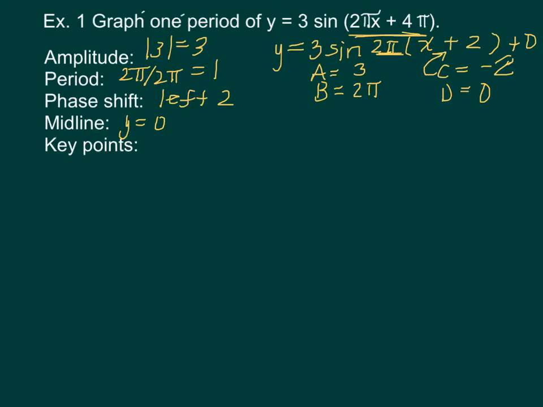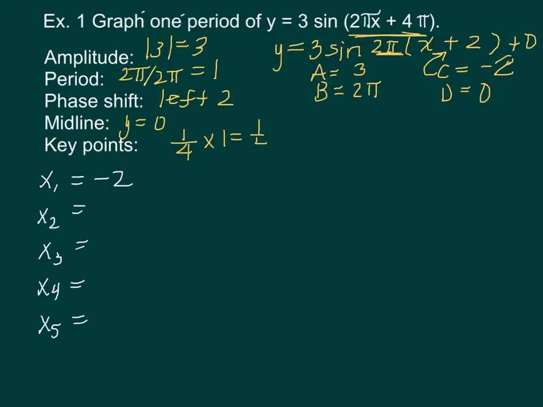So to get your key points, remember there are 5 of them. So I'm just going to label my x's. Your first x will always be where your phase shift started. So it's going to be -2. And then you take 1/4 of your period, because everything is labeled in quarter points. And you're going to add 1/4 to get to the next x value.